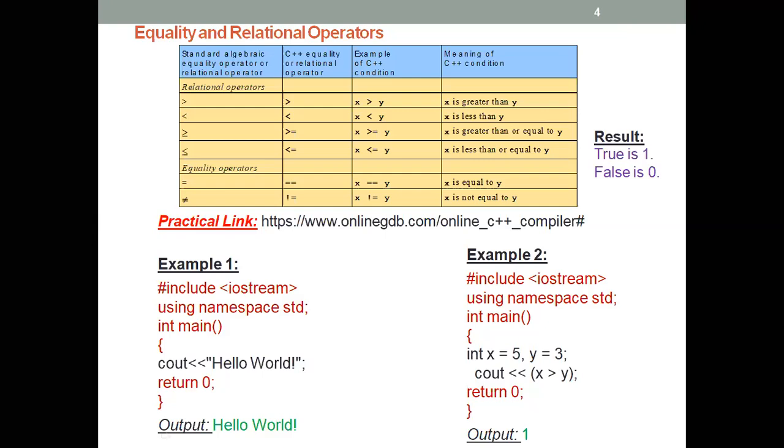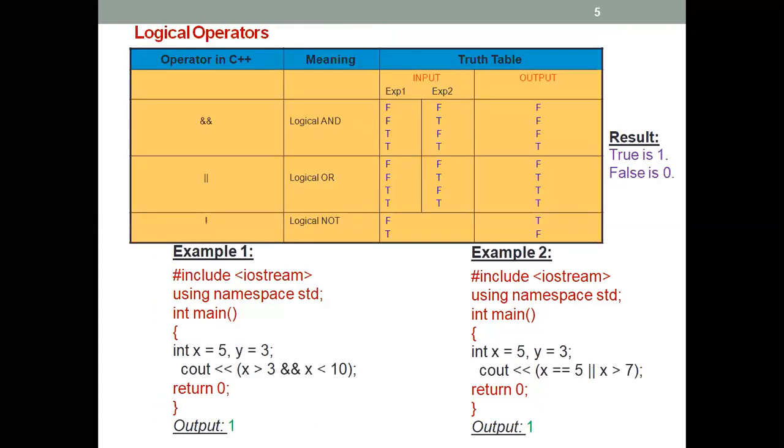Okay, so this is another one, the logical operators. We have an and sign here, this is the logical and. And then here is the logical or. This is the logical not. Not means just the opposite.